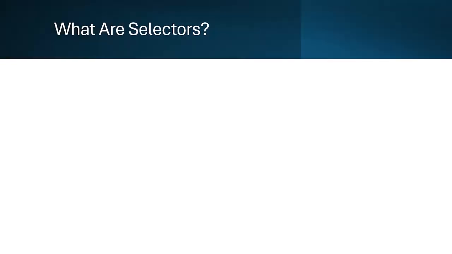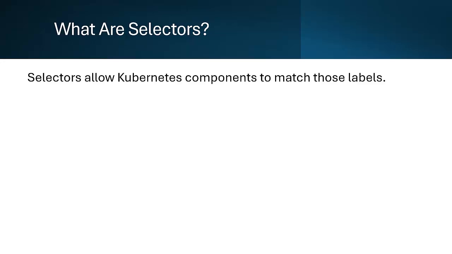Now let's understand what selectors are as well. Selectors allow Kubernetes components to match those labels. They are used by deployments to target pods, services to select backend pods, node affinity for scheduling, and even kubectl get commands to filter resources. Now let's see them in action via a practical demo.